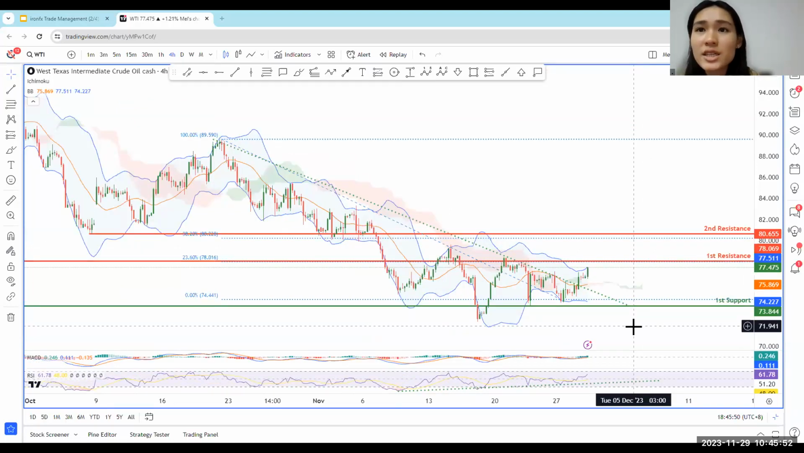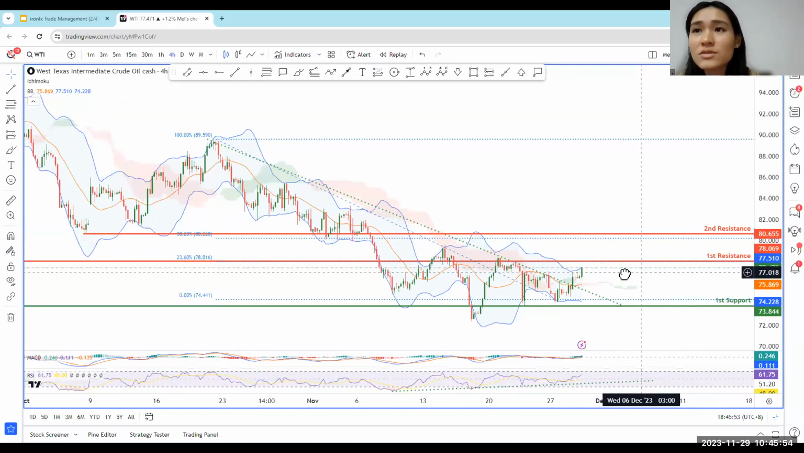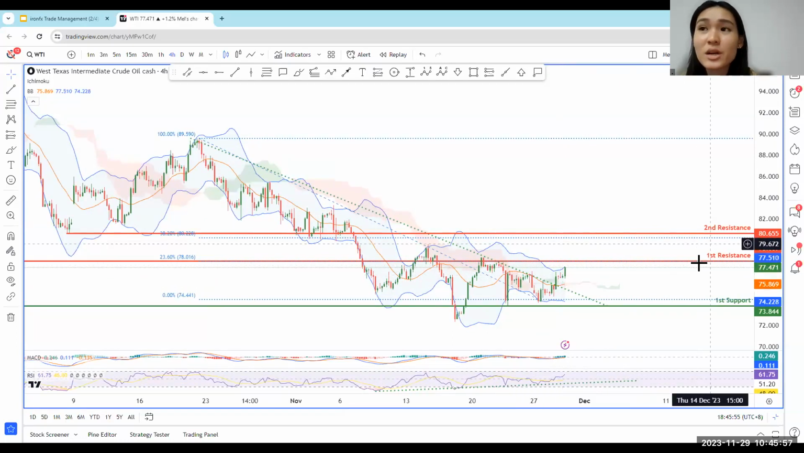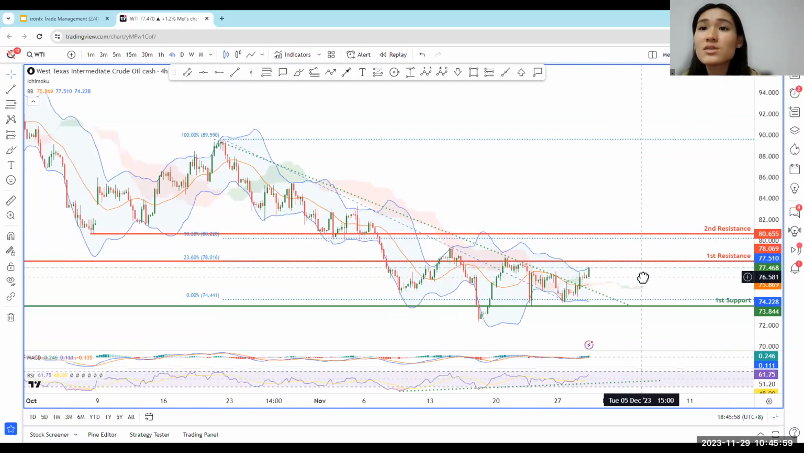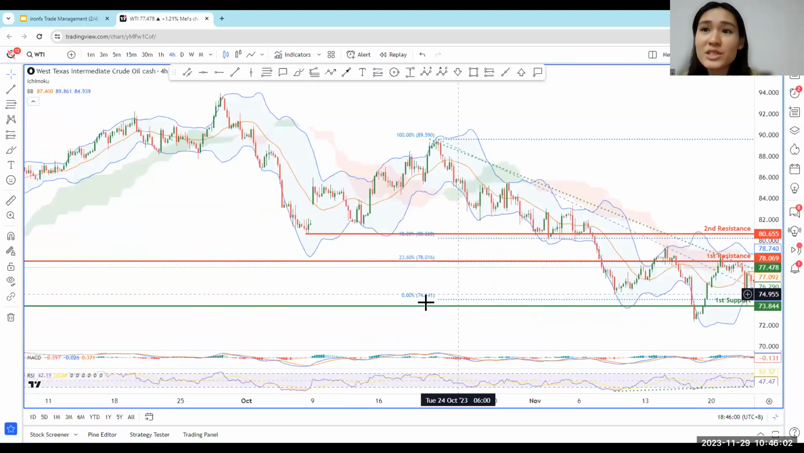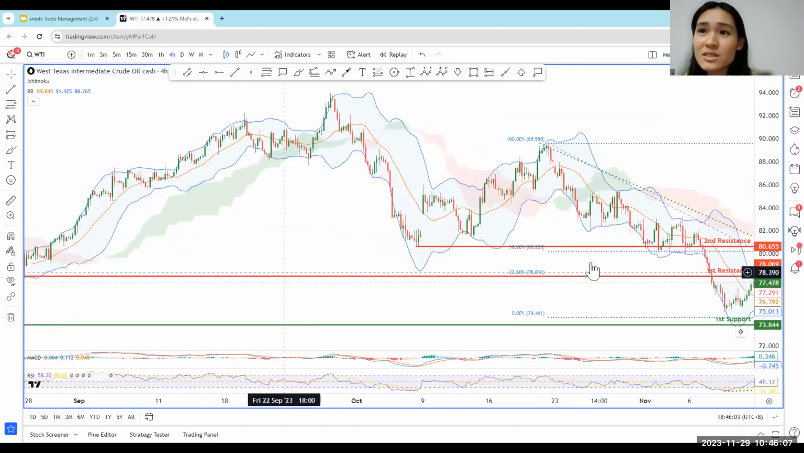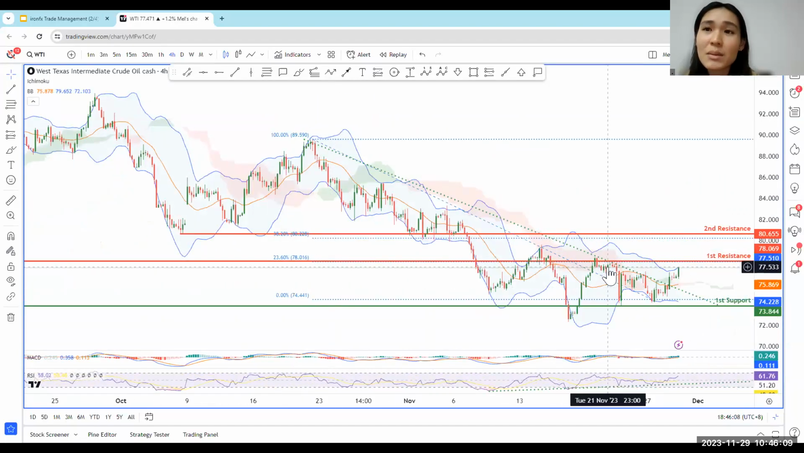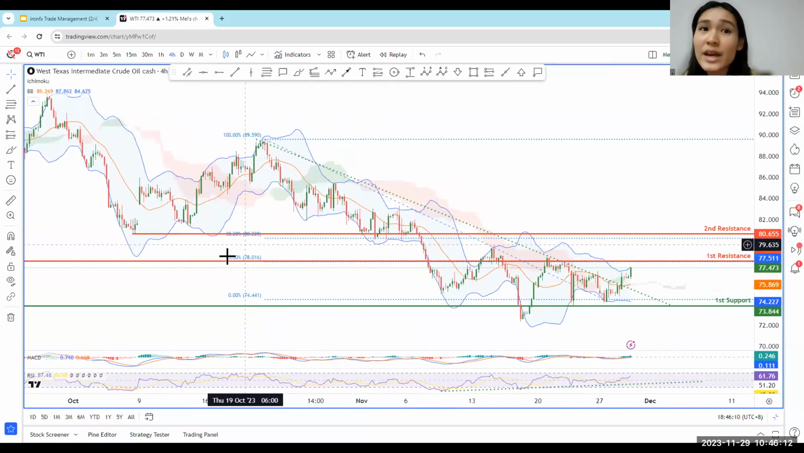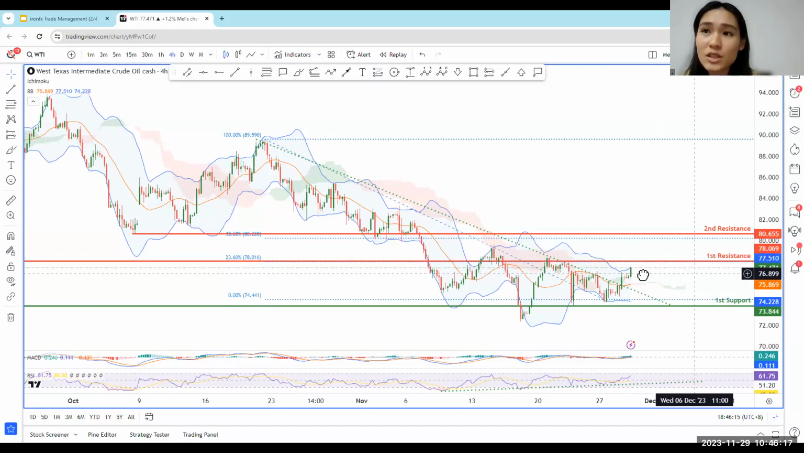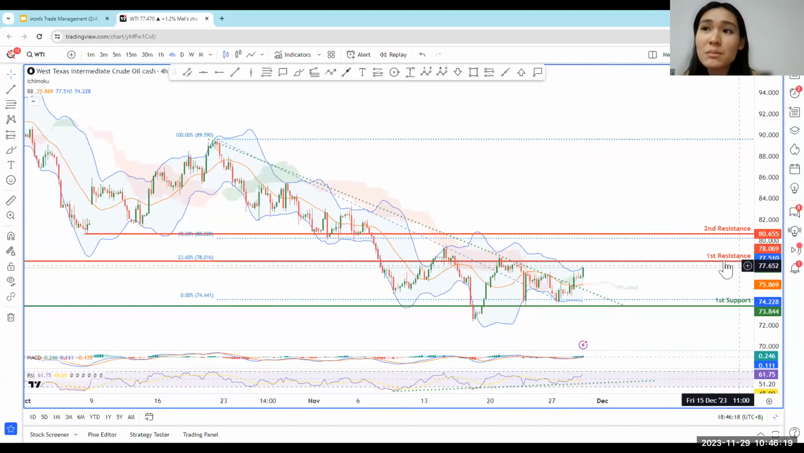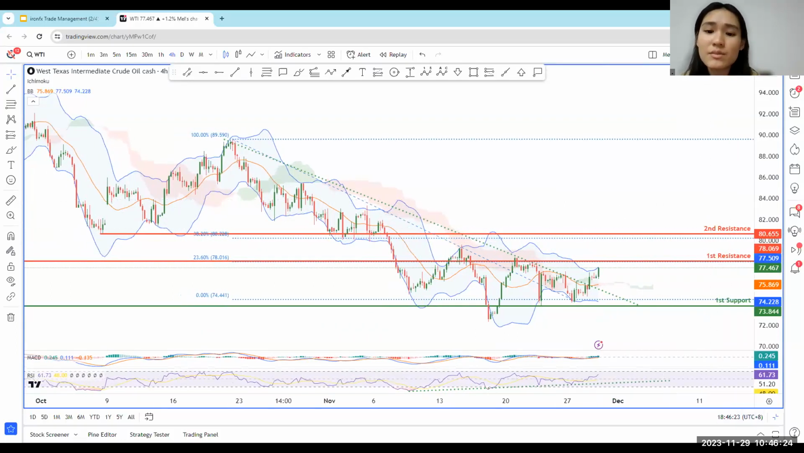For this chart, I think confirmation would be if price manages to break above this first resistance. You can see our first resistance is a pretty significant level, so we will be seeing some resistance over here like we have seen in the past. We also have this 23.6% Fibonacci retracement that lines up with it. So if price manages to break above this level, that's confirmation that we can go in for a buy towards our second resistance.